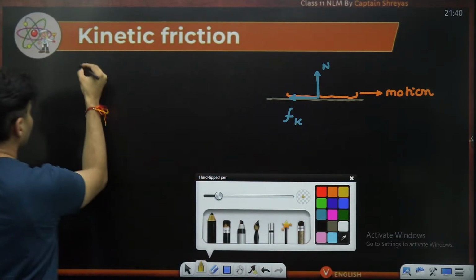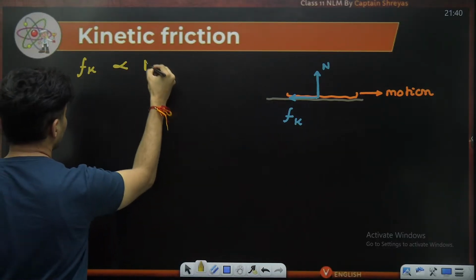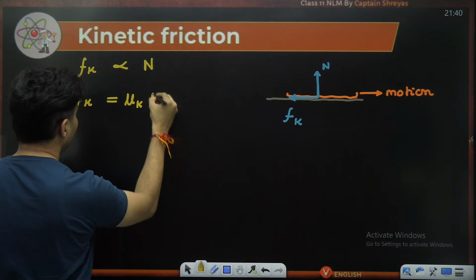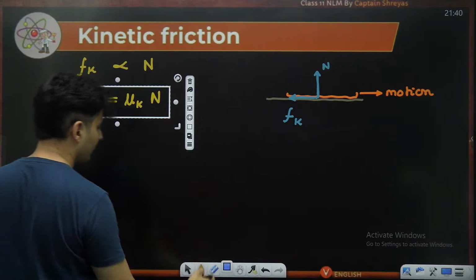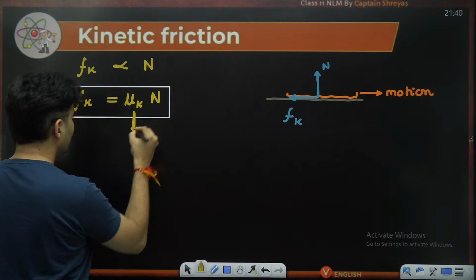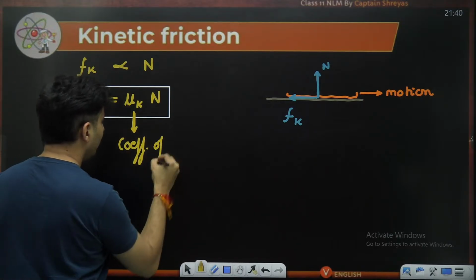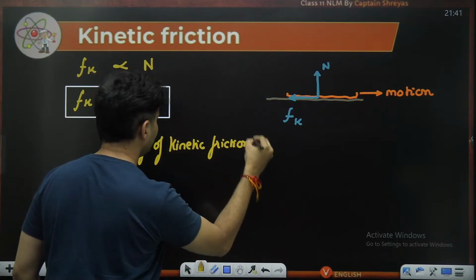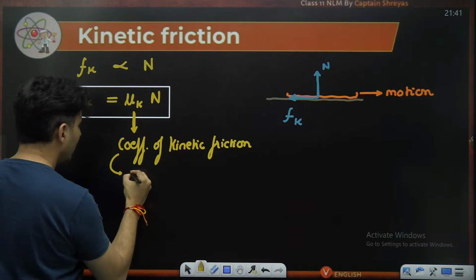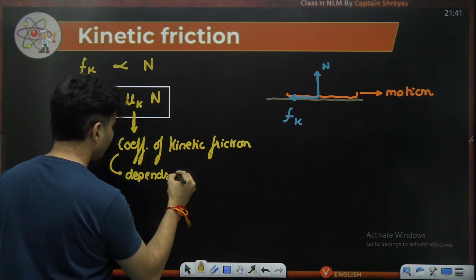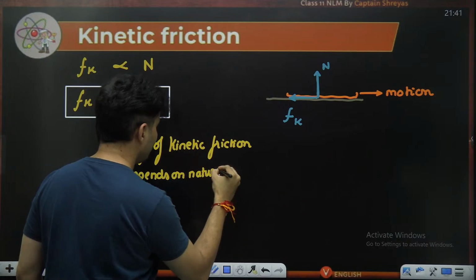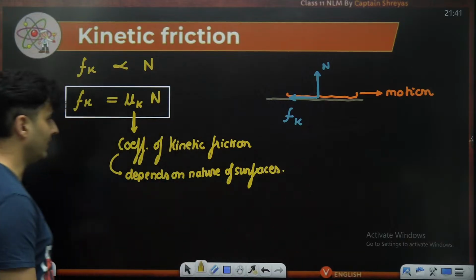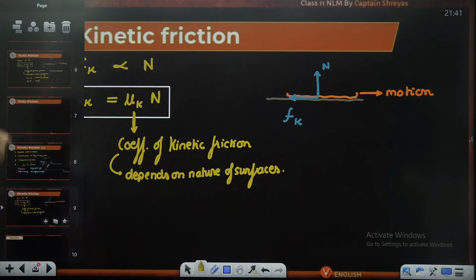And you will again say over here that the kinetic friction is directly proportional to the normal, and the value of the kinetic friction, forgetting the constant of proportionality, will be mu k multiplied by N, where this mu k is nothing but the coefficient of kinetic friction. It is also dimensionless in nature, and of course it only depends on the nature of the surfaces in contact. Keep all these things in mind.